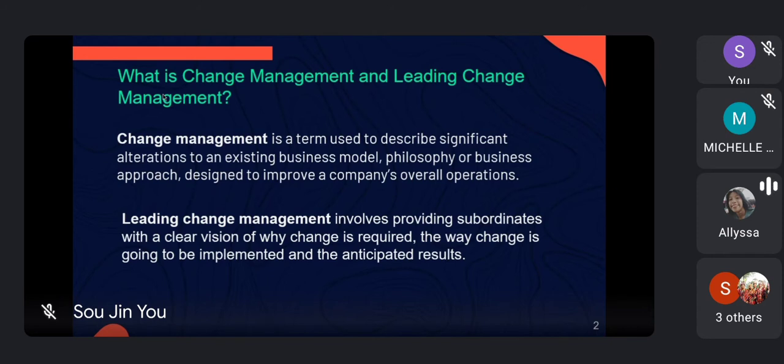So, leading change management involves providing subordinates with a clear vision of why change is required, the way change is going to be implemented, and the anticipated results. So, leading change management naman ay yung pagpapaintindi sa mga employees mo kung bakit kailangan ninyo ng pagbabago para makasabay na rin sila at para mas ma-motivate sila na abutin yung goal ng business mo. Kasi kung bigla ka lang magbabago at hindi alam ng subordinates mo ang dahilan, maaaring maguluhan sila or mag-create ito ng confusion na maaari ring makabawas sa kanilang performance as employees. So, next.